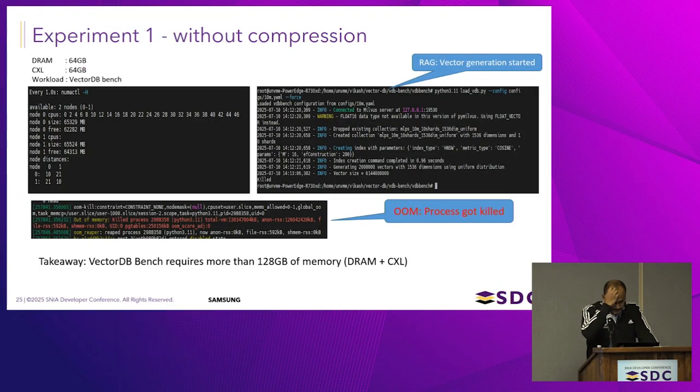So initially we did the experiment. We ran a vector DB instance with 10 million vectors and we used a certain amount of DRAM and CXL, 64 GB of DRAM and 64 GB of emulated CXL DRAM. We could obviously see that this workload actually requires more memory than the 128 GB available. So we got into an out of memory situation and then the vector DB bench process got killed.